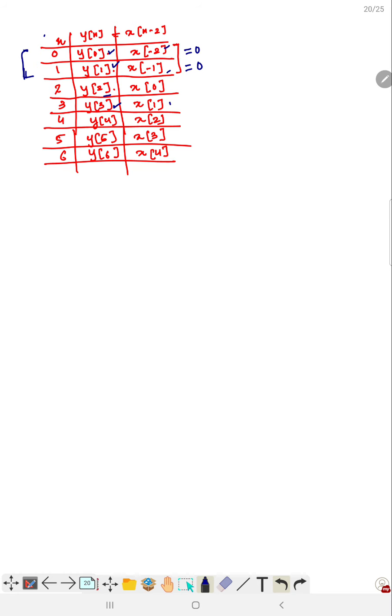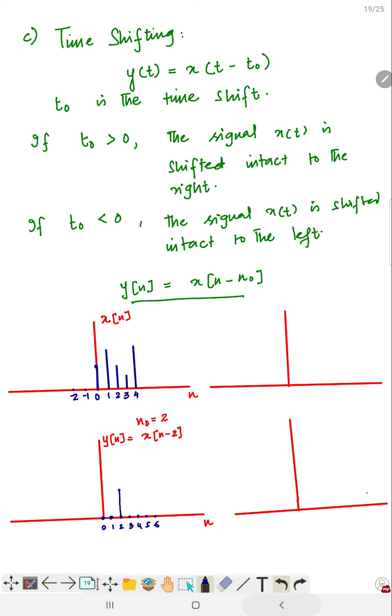Similarly, y of 3, that is this, will have a value of x of 1. Then y of 4 will have a value of x of 2, y of 5 will have x of 3, and y of 6 will have x of 4. If you visually compare this waveform with the original, you can see that the signal is intact. You haven't lost any samples. The 5 samples do exist in this waveform also, just shifted towards the right.